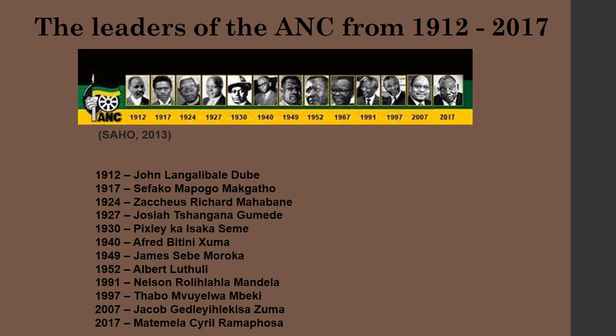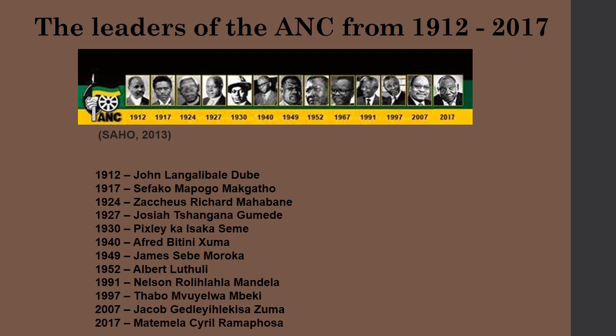In 1940, the president of the African National Congress was Alfred Bitini Xuma. In 1949, it was James Sebe Moroka. In 1952, it was Albert Luthuli. Please take note that Nelson Mandela only served as the leader of ANC but not the president due to his imprisonment during a considerable part of his leadership.